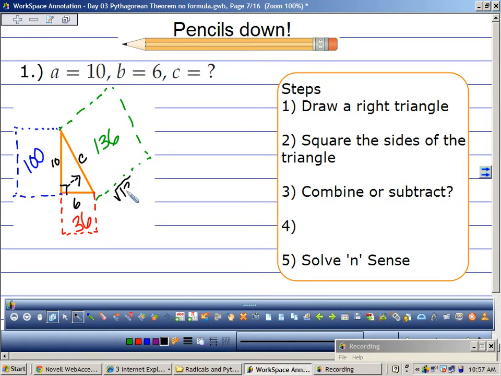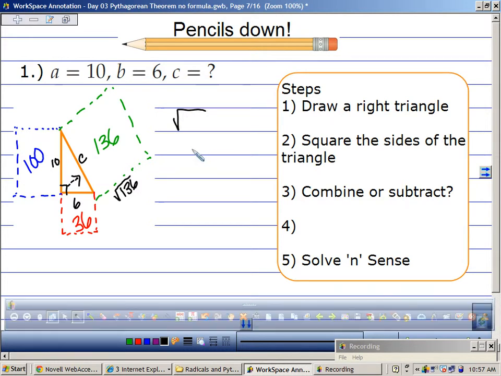Root 136. Somebody asked, what? Isn't it very simple? What is root 136? Somebody estimate that for me. 6.